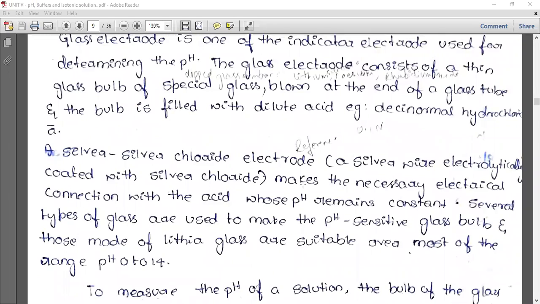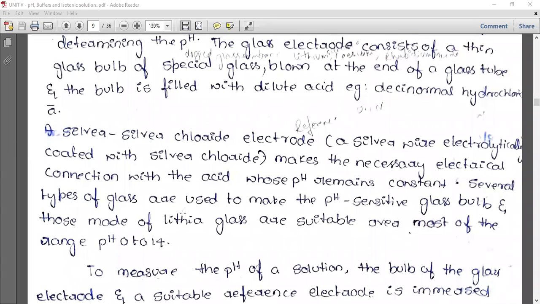Okay. A silver chloride electrode, which is the reference electrode, as I told. A silver wire electrolytically coated with silver chloride makes the necessary electric connection with the acid whose pH remains constant. So it has an acid whose pH remains constant, and hence we are going to take this as a reference electrode or a standard electrode. That means there will be no changes in the pH because of this particular electrode, but we want it to maintain the electric connection with the indicator electrode. Okay, several types of glass are used to make the pH sensitive glass bulb, and those made of lithia glass are suitable over most pH range.